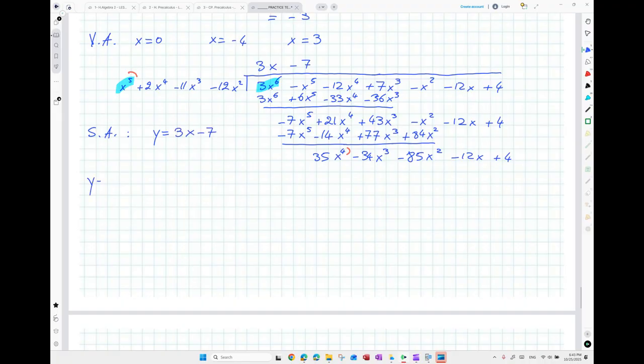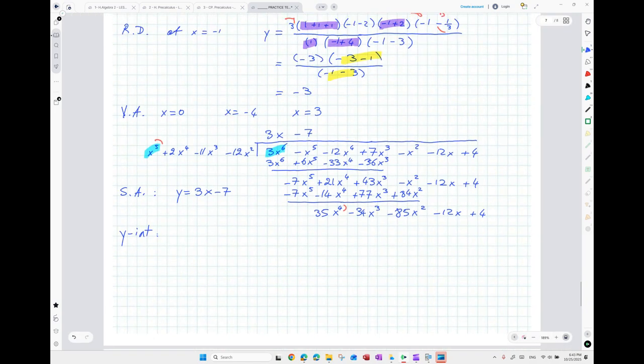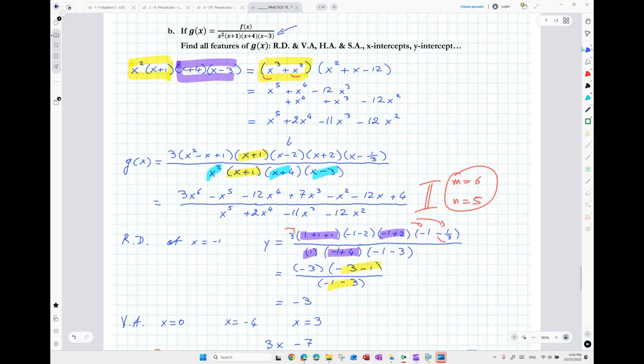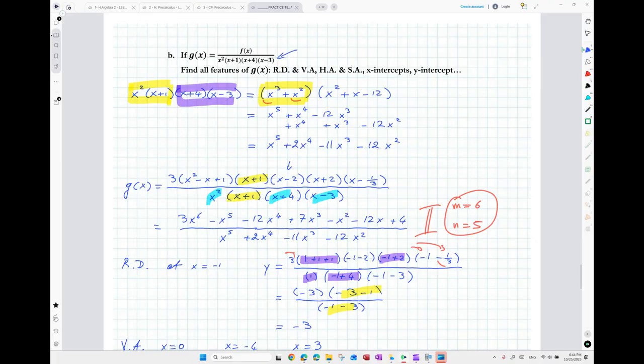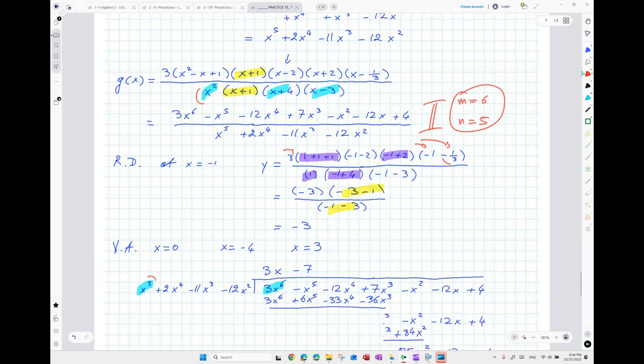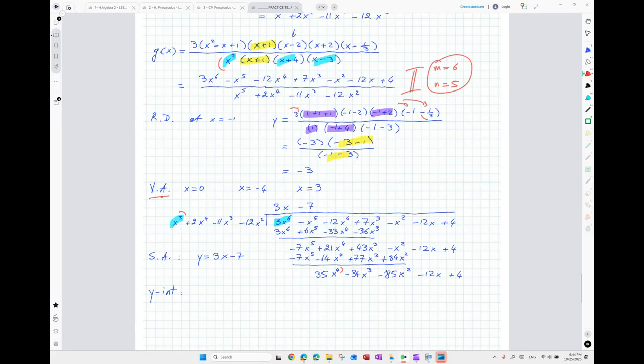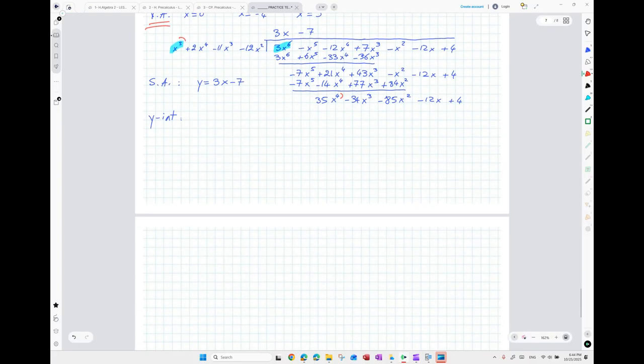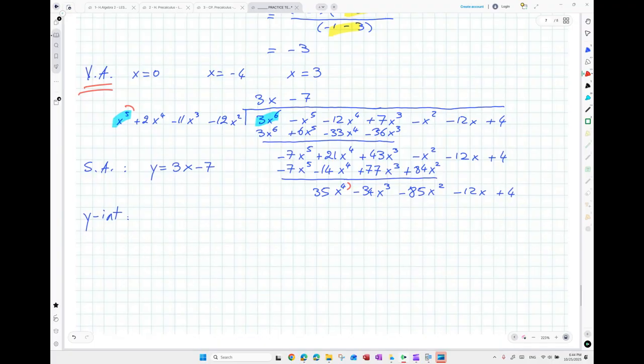For the y-intercept, in that case, I just need to evaluate g of 0, right? But because of this factor, x squared, 0 is not part of the domain. Instead, that was a vertical asymptote. That is a line that the graph is not going to even touch. So there is none in that case.